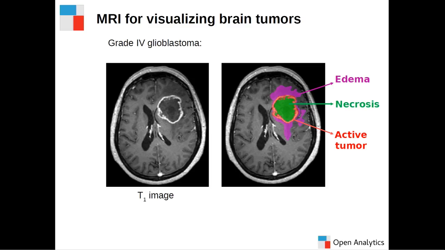Okay, so let's try again. A bit about the application that we were working on: MRI for visualizing brain tumors. MRI stands for magnetic resonance imaging.